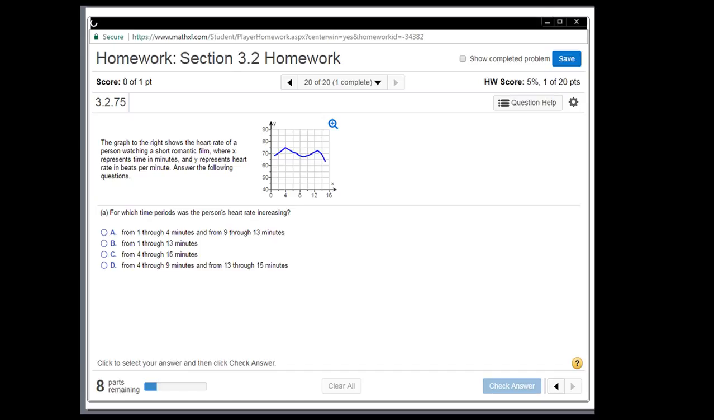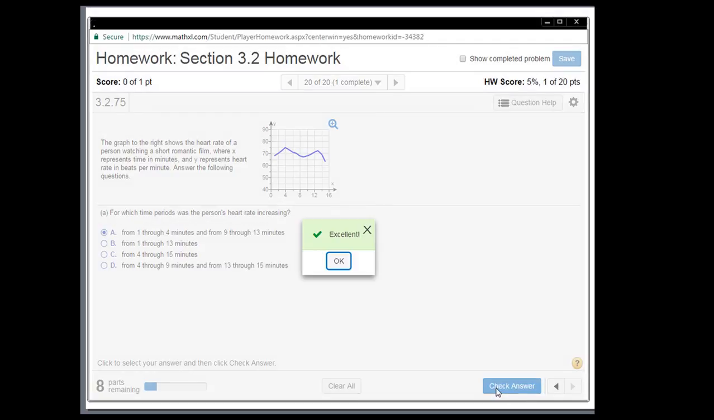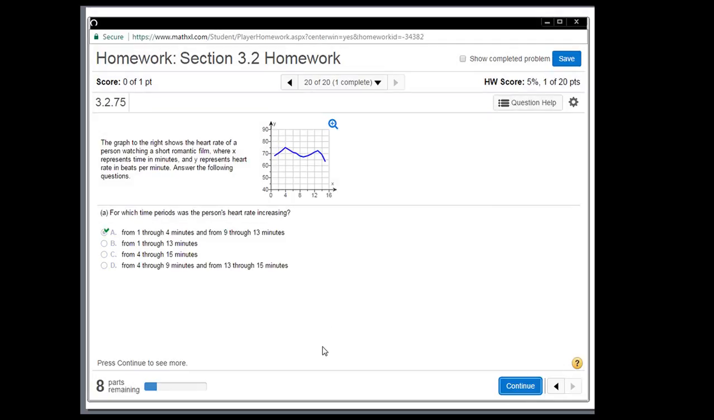Answer the following questions. And part A wants to know for which time periods was the person's heart rate increasing. So it looks like here from 1 through 4 minutes, and then from 9 through 13. Yep, that's part A right there. That looks to be where it's increasing to me. Okay, and what's our next question?